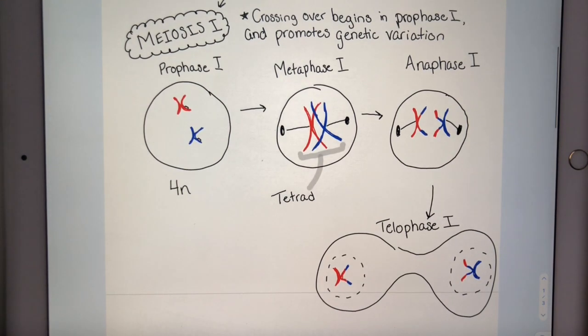So here's a look at Meiosis I. And then after cytokinesis, we're going to have two separate cells.